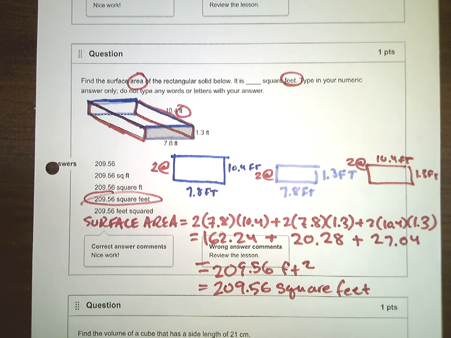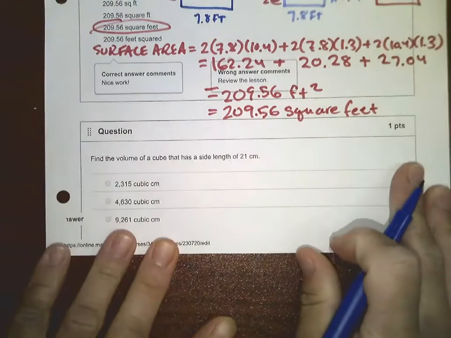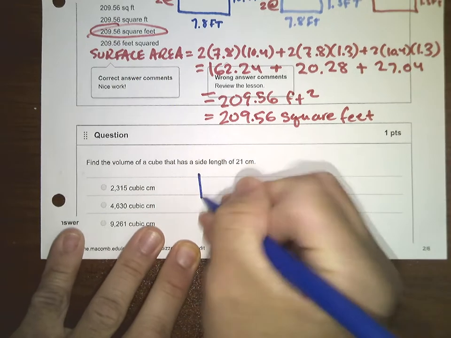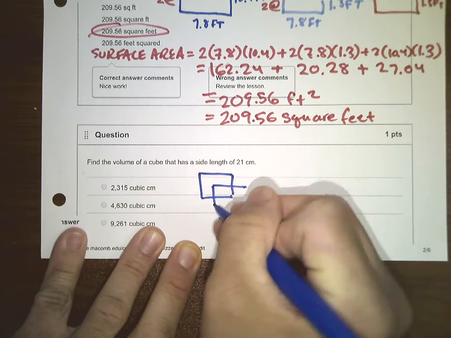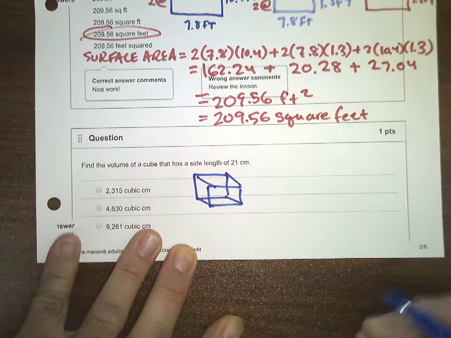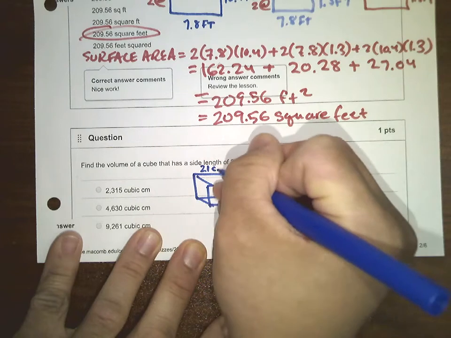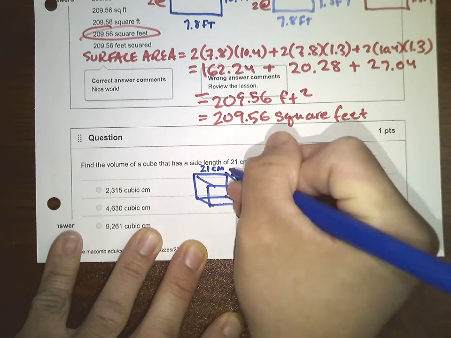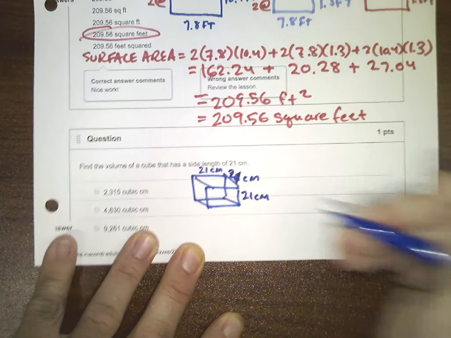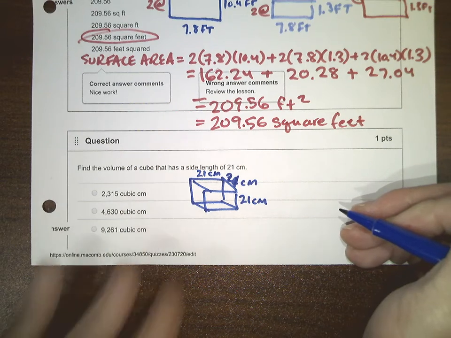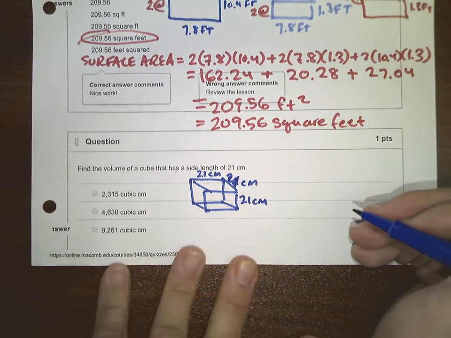All right, so let's go ahead and try another one here. Find the volume of a cube that has a side length of 21 centimeters. So a cube. I'm not that good of a graphic artist, but I feel like I can draw a cube, and the length and the width and the height of the cube are all the same. That's what they mean by a cube, just a rectangular solid where the length and the width and the height are all the same.